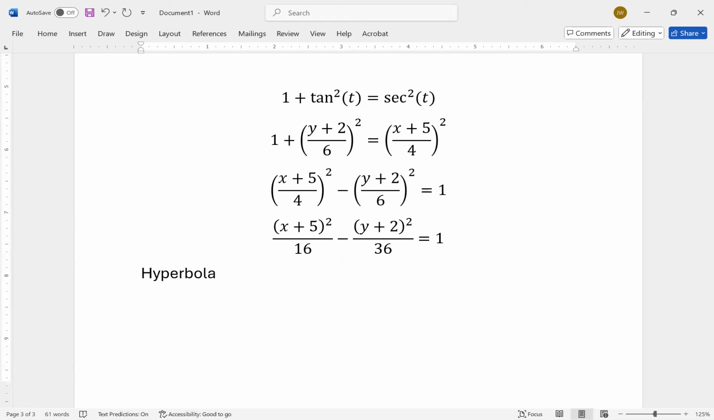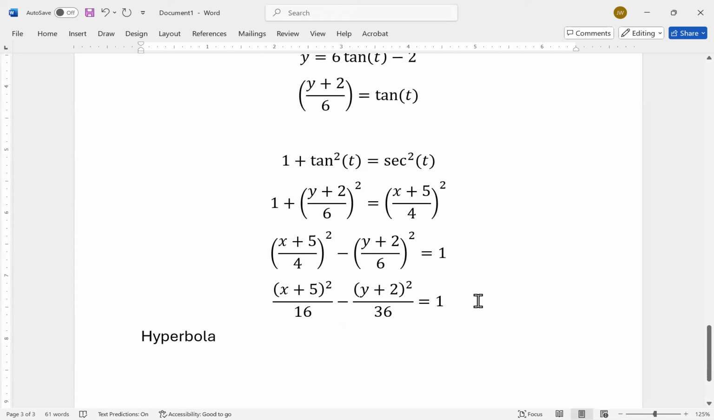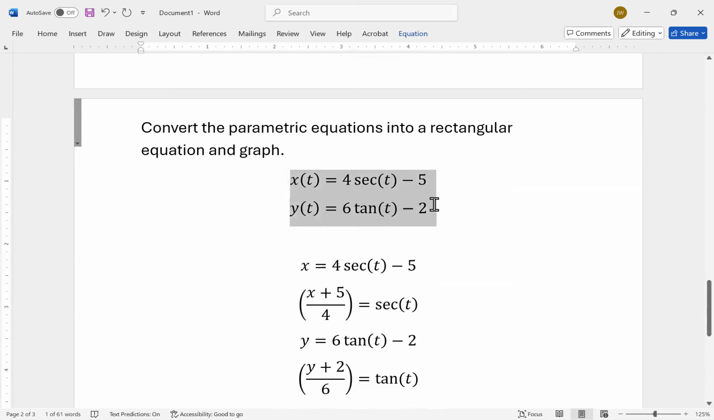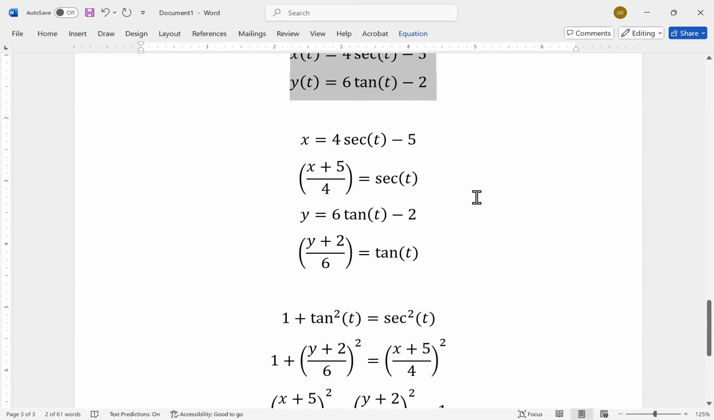With cosines and sines in our first couple of examples of this indirect substitution, we saw we got circles and ellipses. Now, with secants and tangents, I end up with a hyperbola. Let's go ahead and graph this hyperbola, both in the rectangular form and in the parametric form. You can graph that using Desmos like I will, or you can graph it using your calculator as well.